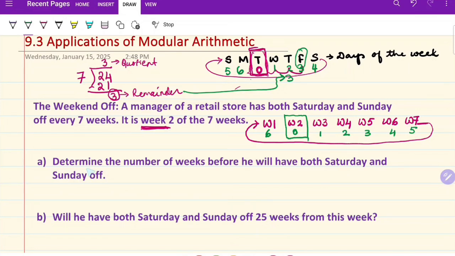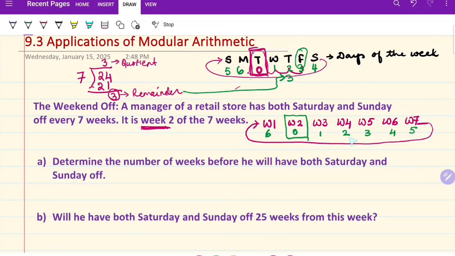Now, the question says here, determine the number of weeks before he will have both Saturday and Sunday off. So what this question is asking is, given that he's currently in week 2, how many more weeks does he have to work to get to his weekend off? All right. So we are positioned in week 2. All we do at this point, to answer this question, is count the number of weeks until week 7. All right. Here we do not need to perform any modular operation. Just count the number of weeks to week 7.